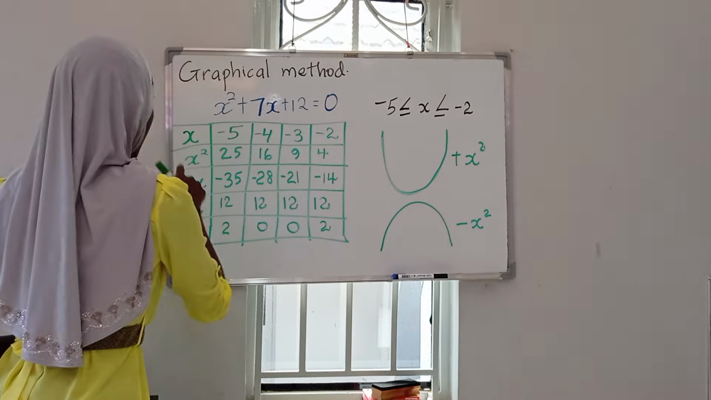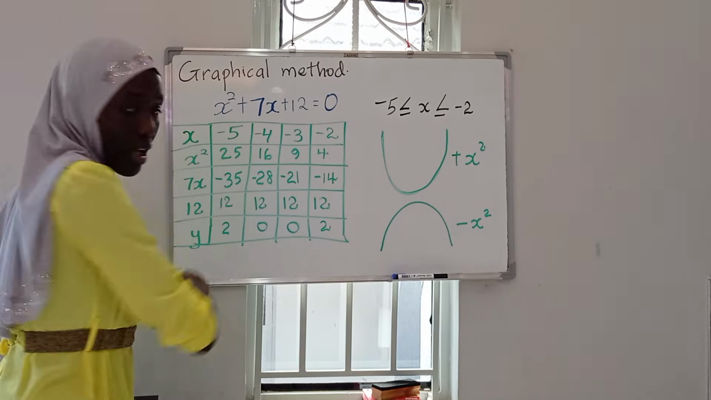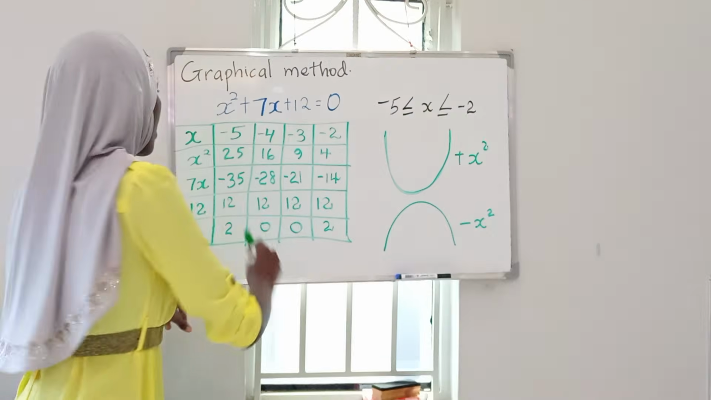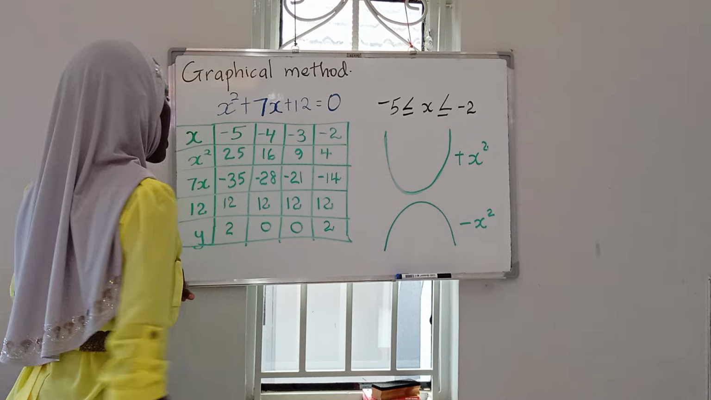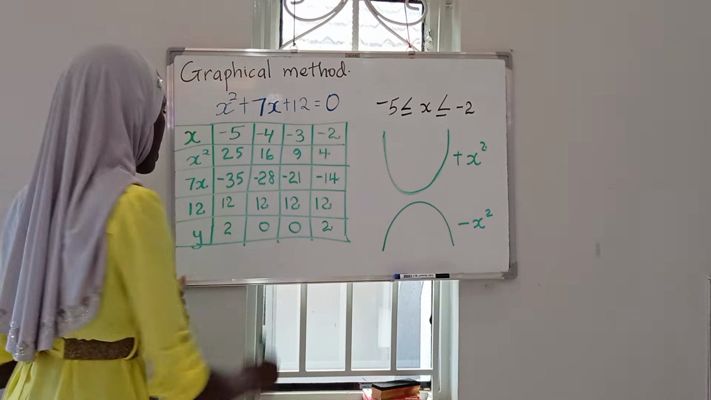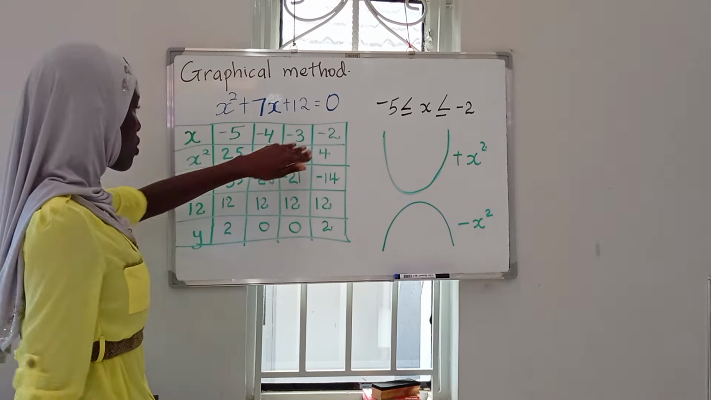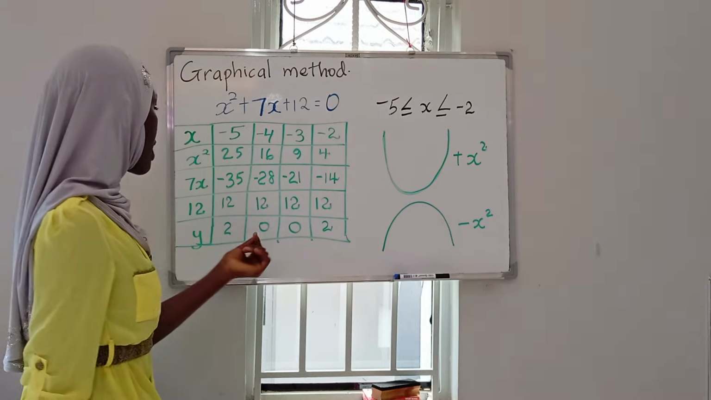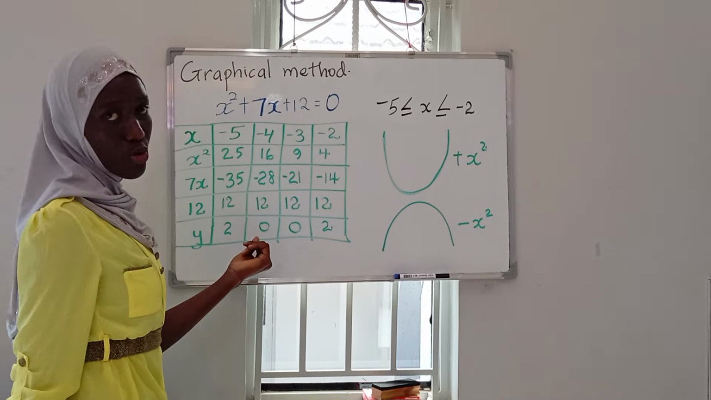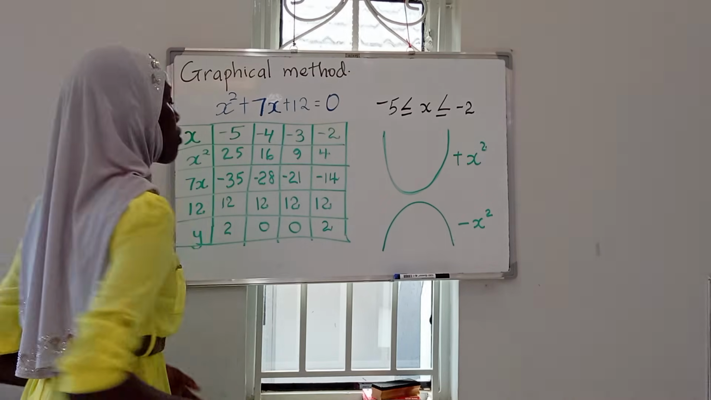Then what you're going to do is add this value and that value to get our value of y that we shall write down. So when you add them, you get these as your possible answers. What you should know is that for you to get the right answer, or the right root to your quadratic equation, that y value has to be 0. So here it's already evident that our answers will be negative 3 and negative 4.